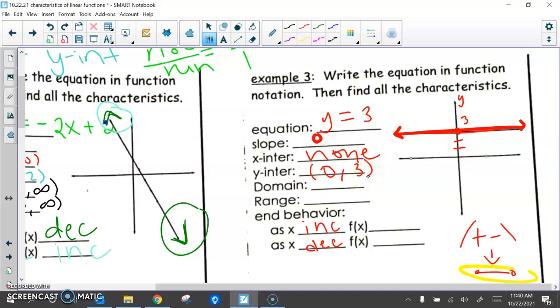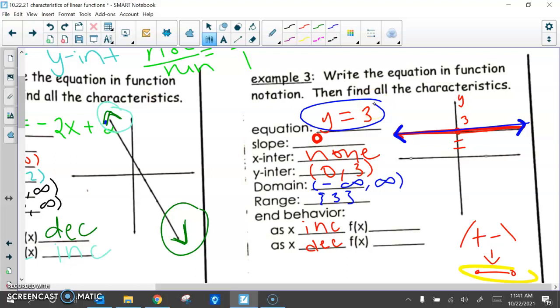Your domain, this graph does go left and right forever. It has a left arrow on it and a right arrow. So your domain is negative infinity to positive infinity. Your range, though, it's not going up and down forever. It is staying at that y value the whole time. So the range is {3}. And it tells you right here, y equals 3. That is your range. It is only 3.